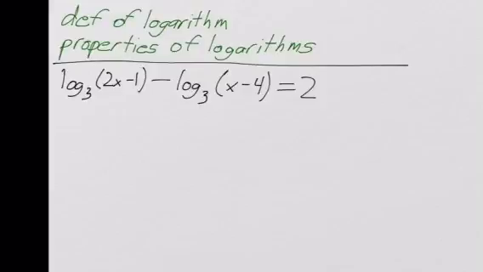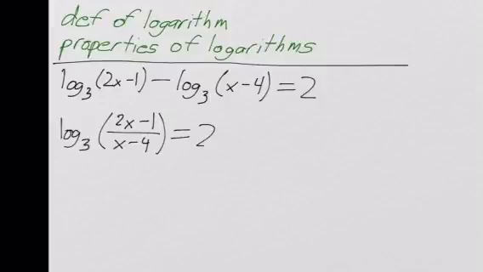So the first thing we're going to look at here is we have subtraction of logarithms. So that means we can combine them into one logarithm with division under the quotient property. So I get log base 3 of 2x minus 1 divided by x minus 4 is equal to 2. And now is where I apply the definition of the logarithm.